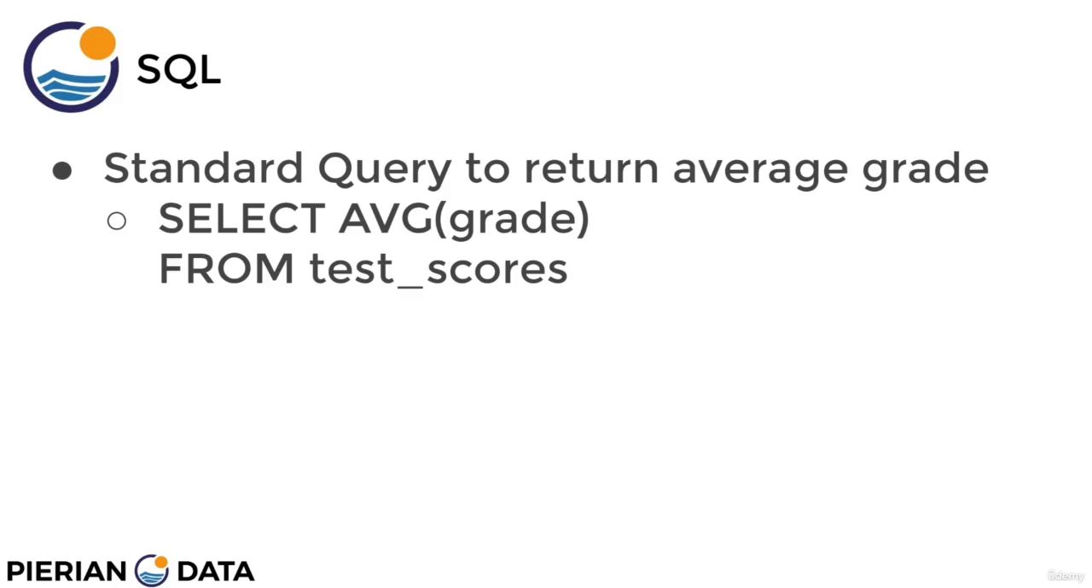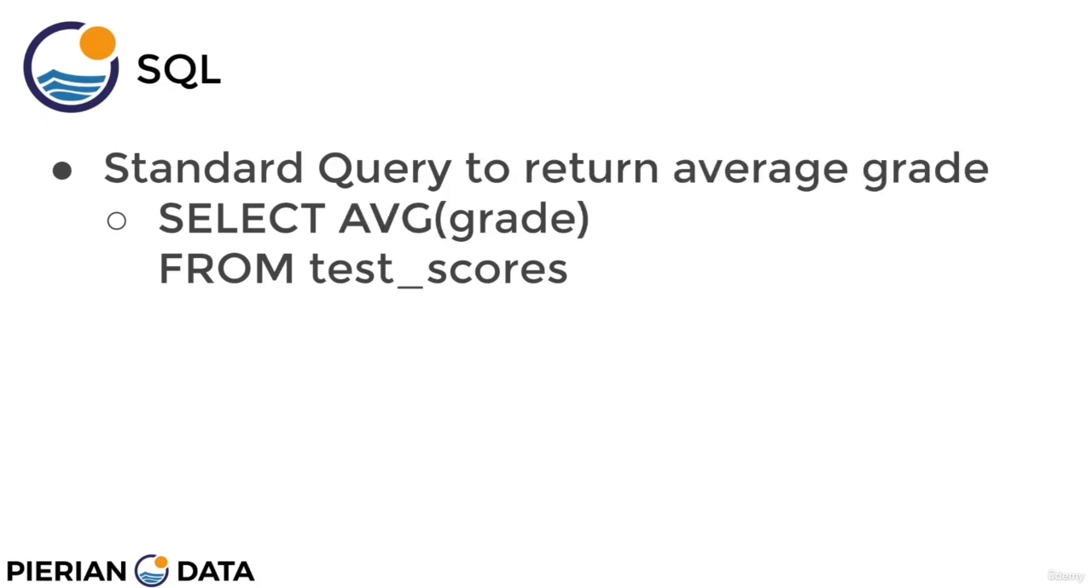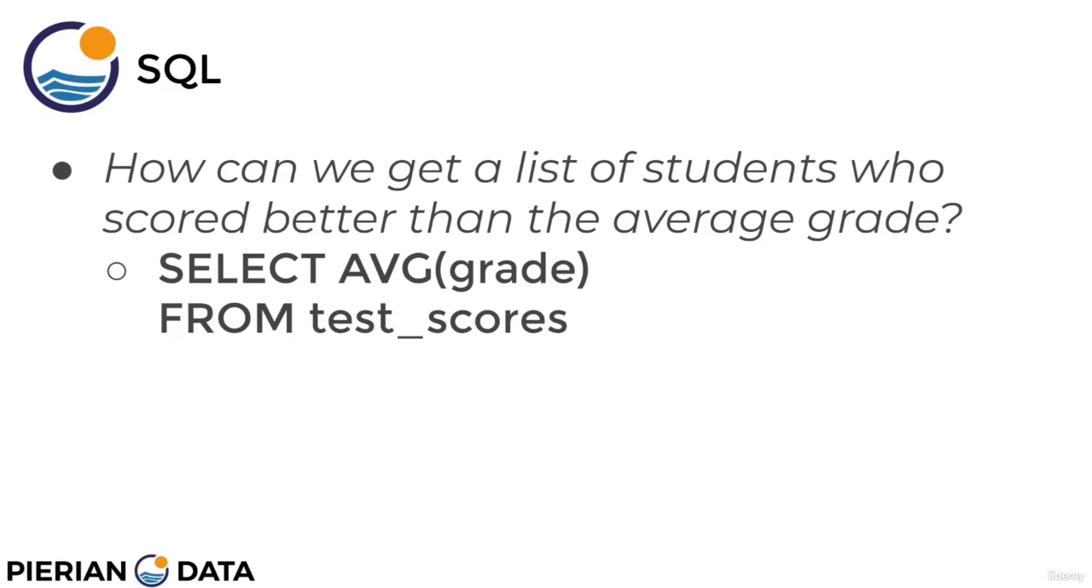Let's imagine you wanted to grab the average grade across the entire class. Then you would just say select average grade from test scores. So we already know how to grab all the information from the table, as well as the average score or average grade from all the students. Now let's imagine you wanted to answer this question. How can we get a list of students who scored better than the average grade?